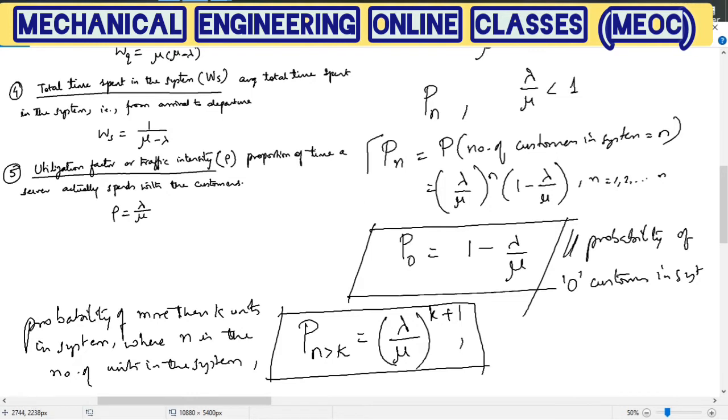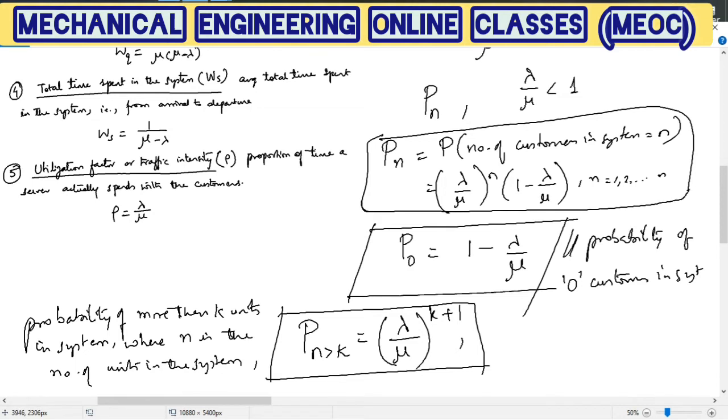So this is the general formula for the probability. This probability distribution is also called the geometric probability distribution. So we are following the geometric probability distribution.